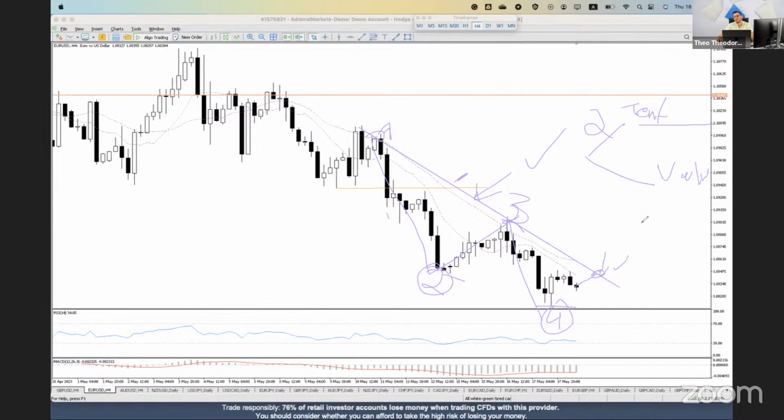That's a tradable opportunity because we have a lower low, we have a trend line, and the market is moving in a way that a trend line is respected. That's how we call it.